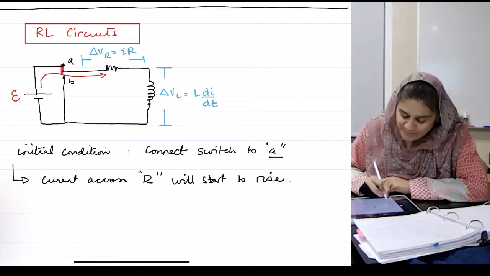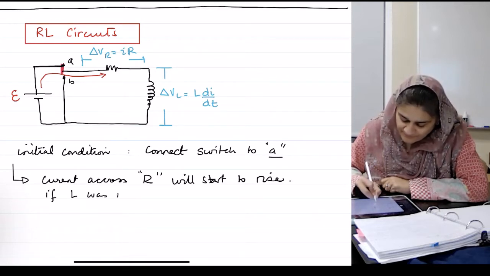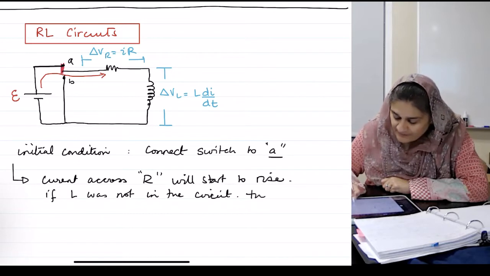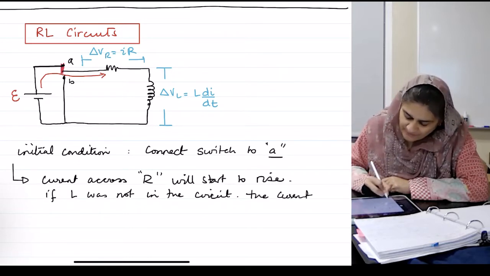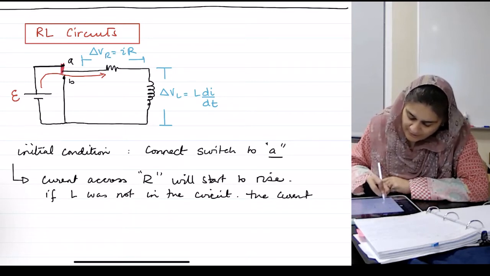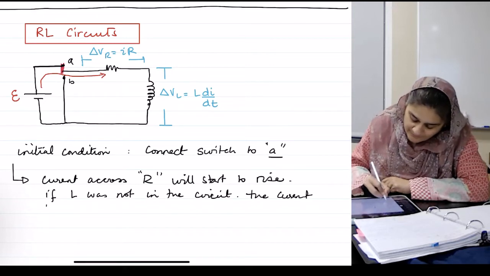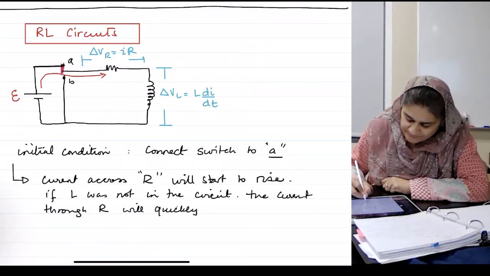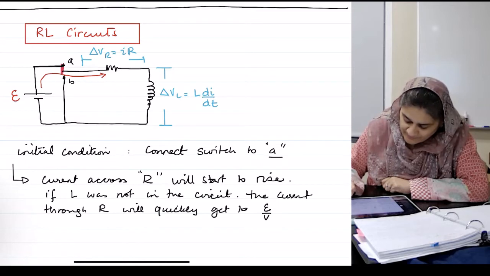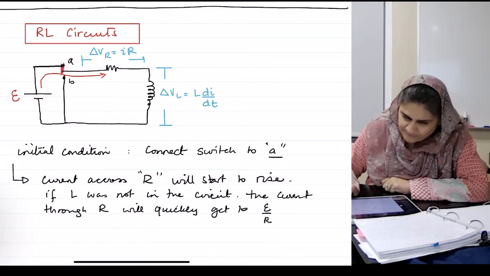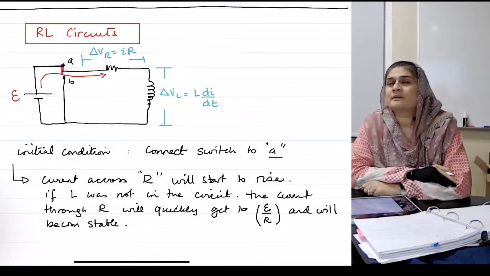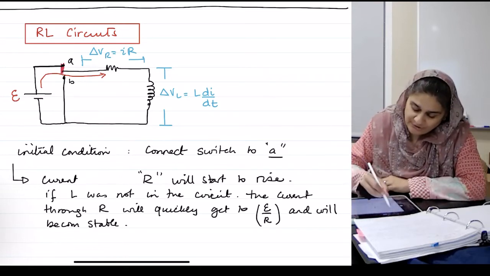Now, if L was not present, not in the circuit, the current through R will quickly get to E over R and will become stable. I shouldn't say across R, through R. Current through R.